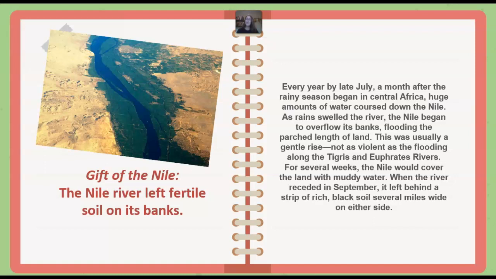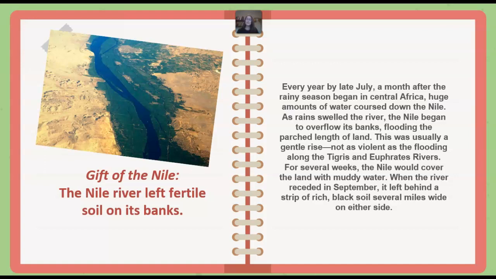Gift of the Nile. The Nile River left fertile banks on its soil. Every year by late July, a month after the rainy season began in Central Africa, huge amounts of water coursed down the Nile. As rain swelled the river, the Nile began to overflow its banks, flooding the parched length of the land. This was usually a gentle rise, not as violent as the flooding rivers along the Tigris and the Euphrates rivers. For several weeks, the Nile would cover the land with muddy water.